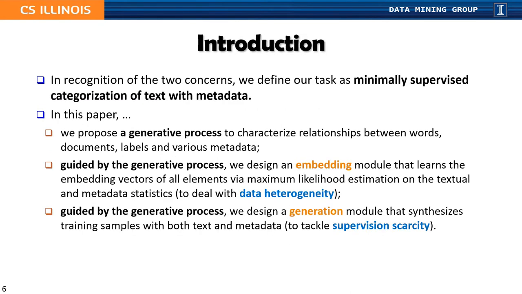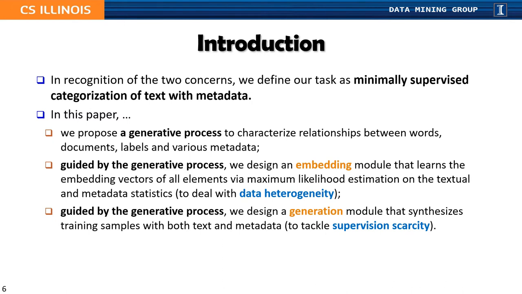In recognition of these two concerns, we define our task as minimally supervised categorization of text with metadata. In order to effectively leverage multimodal signals and scarce label data jointly, in this paper we propose a unified embedding-based categorization framework. So we first propose a generative process to characterize relationships between words, documents, labels, and various metadata.